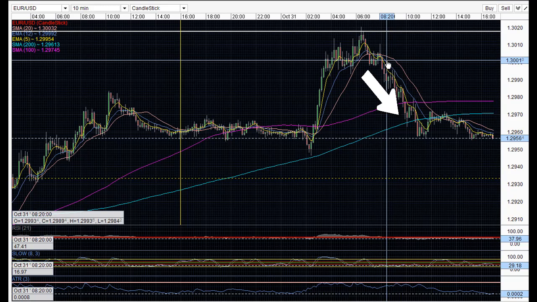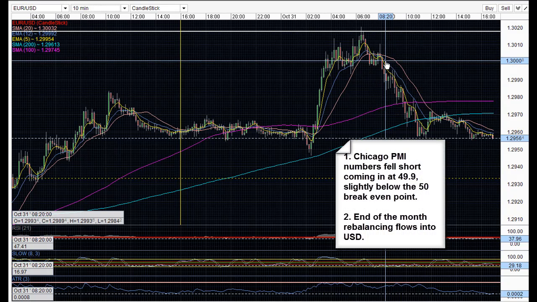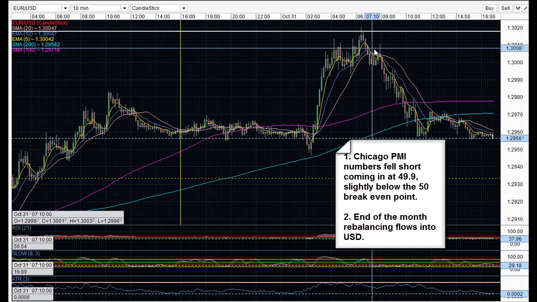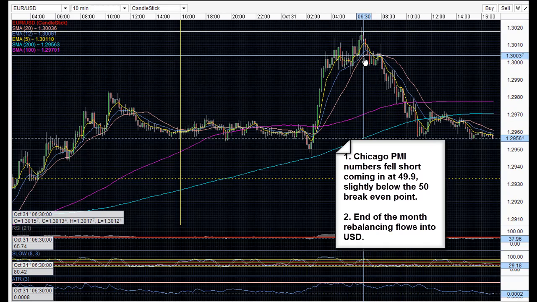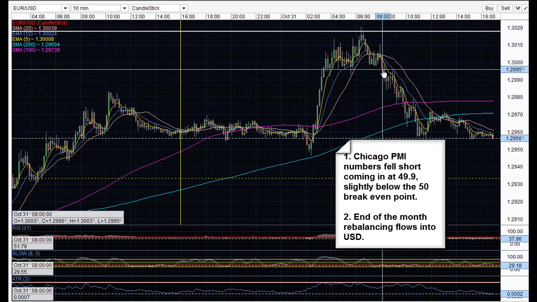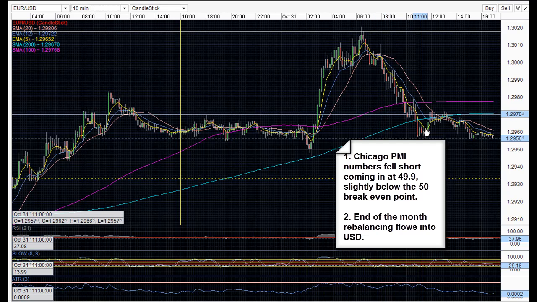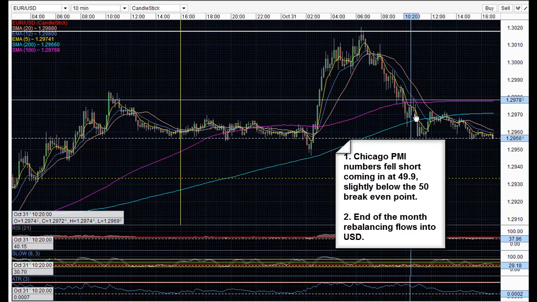Some of this move could have been due to a number of different things. For one, we had lower Chicago PMI numbers that came out under 50, which is a sign of economic contraction. So this could have added to the dollar strength, or the flight to safety, or the risk aversion. But we also had end of the month rebalancing and repatriation flows into the US dollar. So this also contributed to this fall lower.